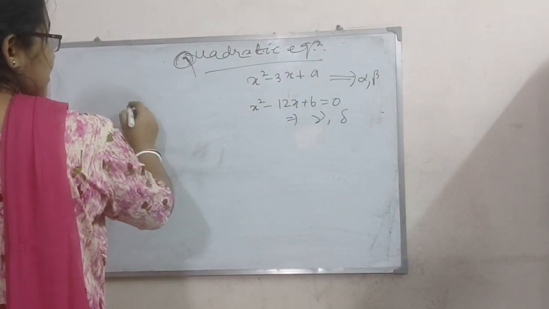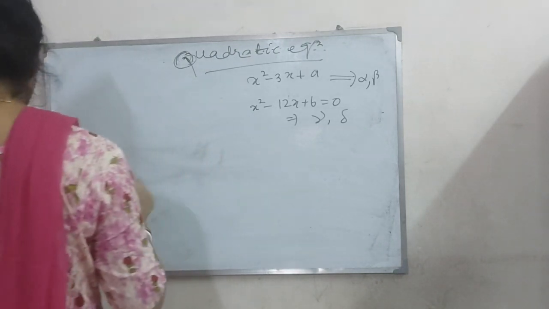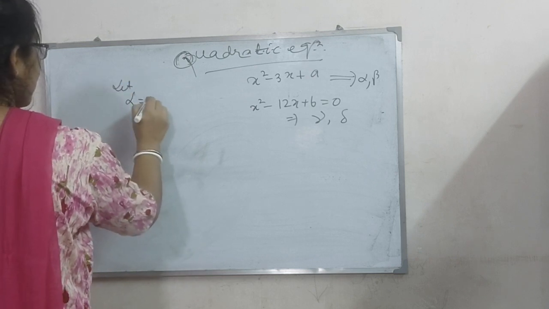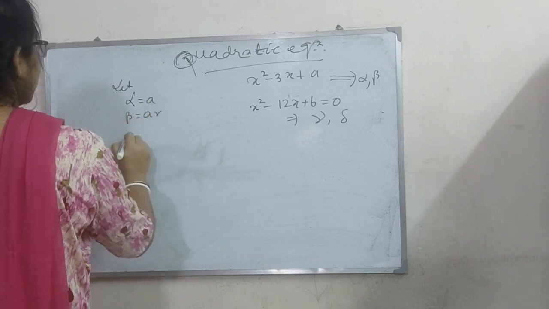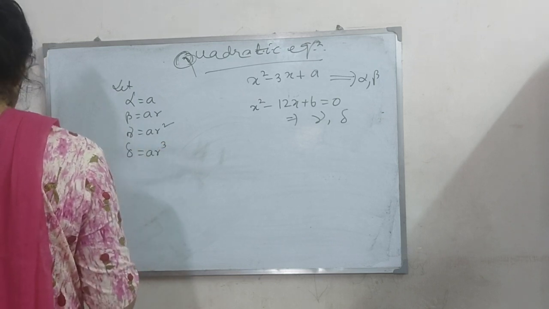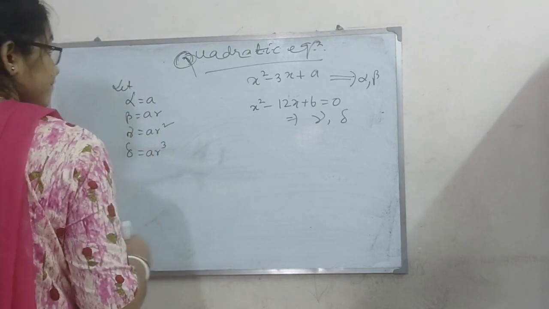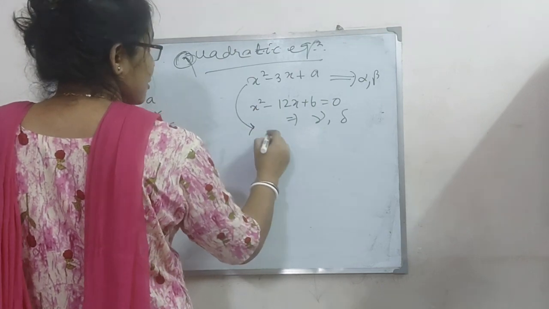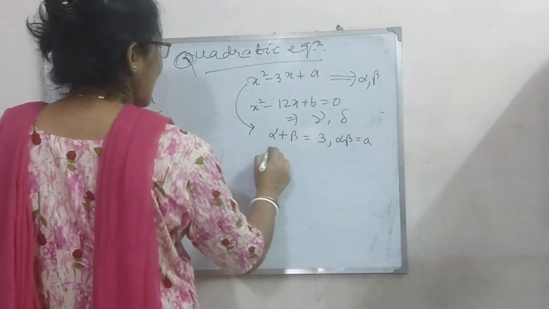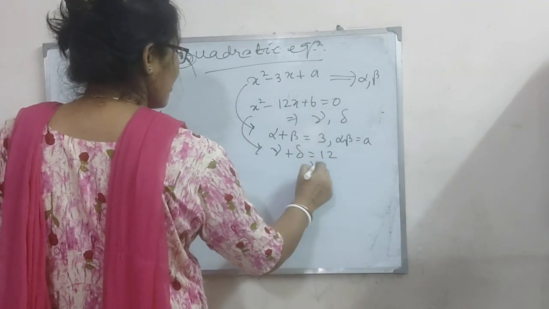It is given that alpha, beta, gamma, delta are in GP with common ratio r. So let alpha equal to a, beta equal to a r, gamma equal to a r square and delta equal to a r cube. From the first equation I get alpha plus beta equal to 3, alpha beta equal to a, and from the second equation gamma plus delta equal to 12, gamma delta equal to b.